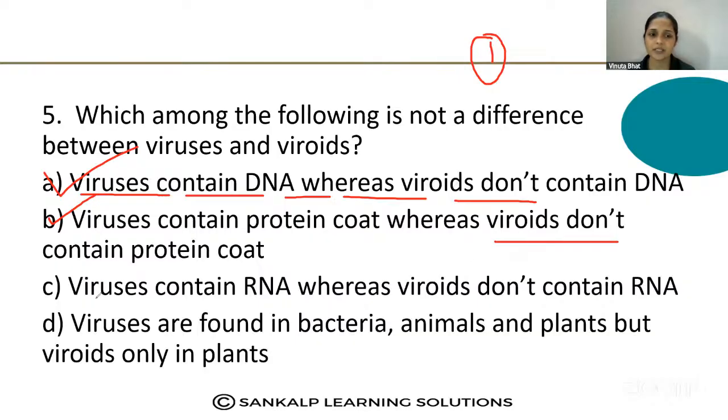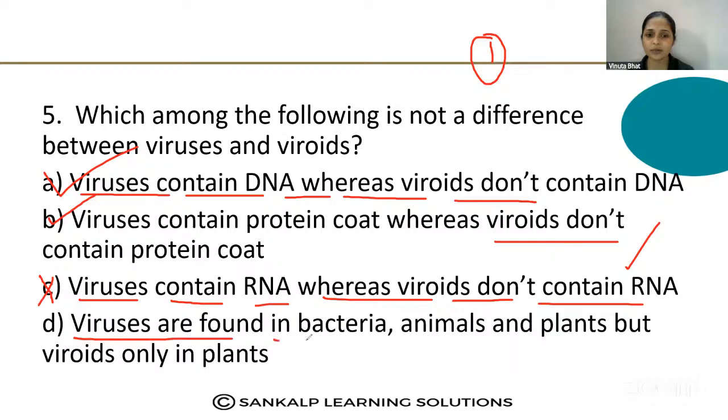That is also correct. Viruses contain RNA, whereas viroids don't contain RNA. See this sentence: viruses contain RNA. Yes, in some viruses RNA is present, but in case of viroids, the genetic material is RNA. In viroids, DNA is not present, but RNA is present. So option C is not a difference between the virus and viroids.